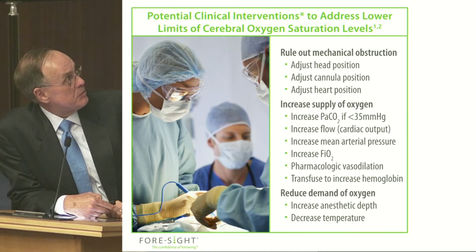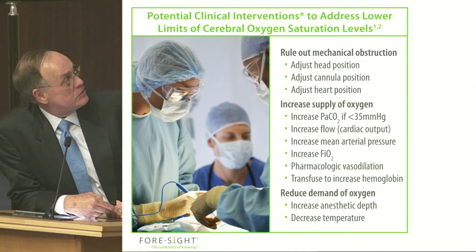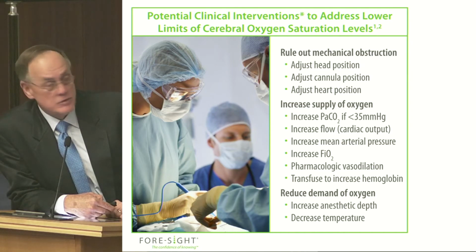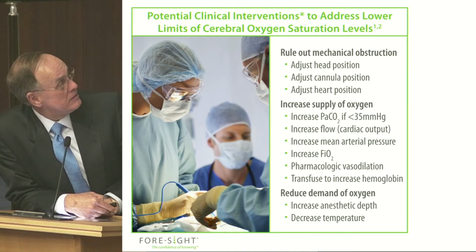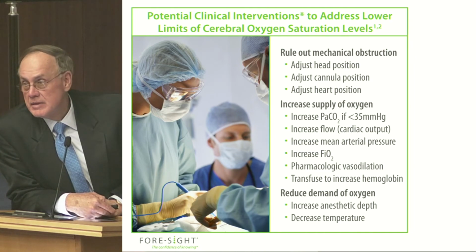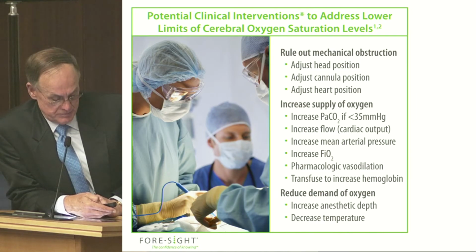You can increase the supply of oxygen by increasing the carbon dioxide, which can significantly increase the flow of blood to the brain. You can increase the cardiac output, or flow from the heart-lung machine. You can increase the mean arterial pressure, increase the amount of oxygen the patient's breathing. You can use drugs, or you can even increase the amount of hemoglobin in the blood by a blood transfusion. Other treatments are to reduce the demand for oxygen, and you can do that by increasing the anesthetic depth or decreasing the temperature.